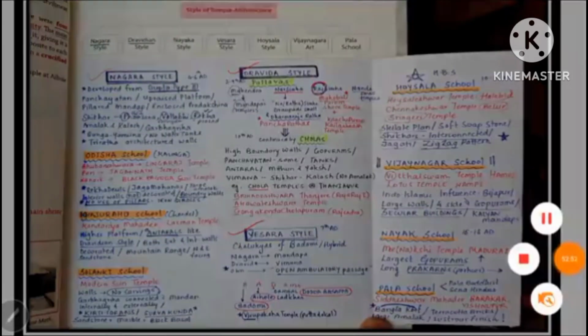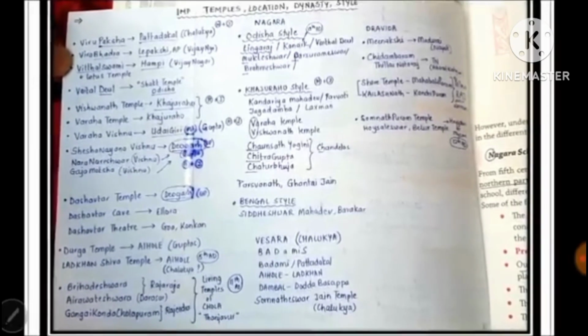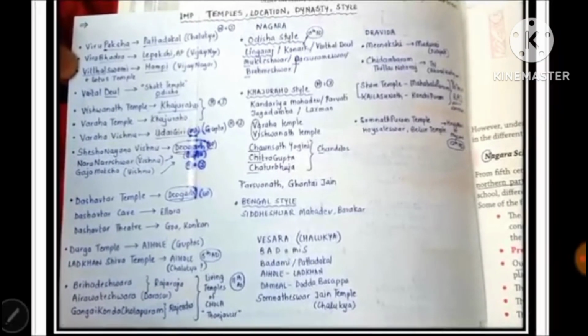Now there are questions on important temples and their locations, or the dynasties or the religious affiliations. So I had made a list. I cannot upload all my notes, but this is just an example. You can use this technique and paste all the important information in that chapter itself, so that in the end it becomes easier for revision.